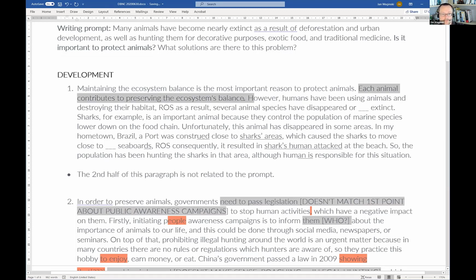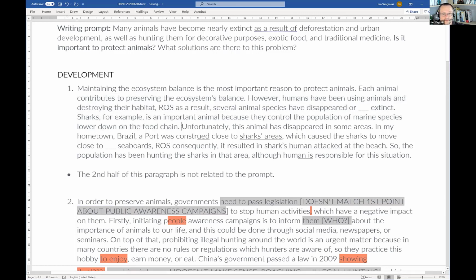Each animal contributes to preserving the ecosystem's balance. However, humans have been using animals and destroying their habitat. As a result, several animal species have disappeared or gone extinct. Sharks, for example, is an important animal because they control the population of marine species lower down on the food chain. So far, so good. You've got a good reason for why it's important to protect sharks. Very good example.